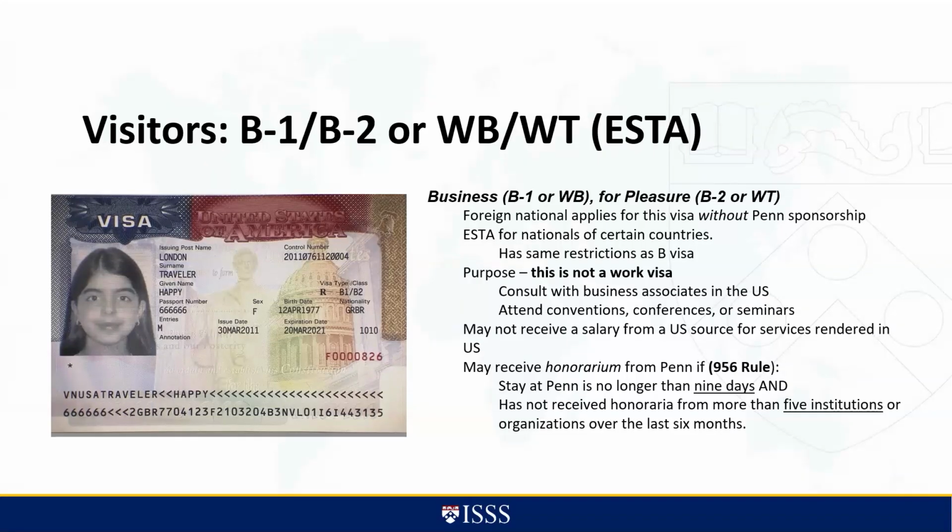You want to make sure this 9-5-6 rule helps qualify this person. Number 9 is that this person stays at Penn no longer than 9 days. And then this person has not received honoraria from more than 5 institutions or organizations over the last 6 months. So this 9-5-6 rule you have to review before you consider giving this person an honorarium.